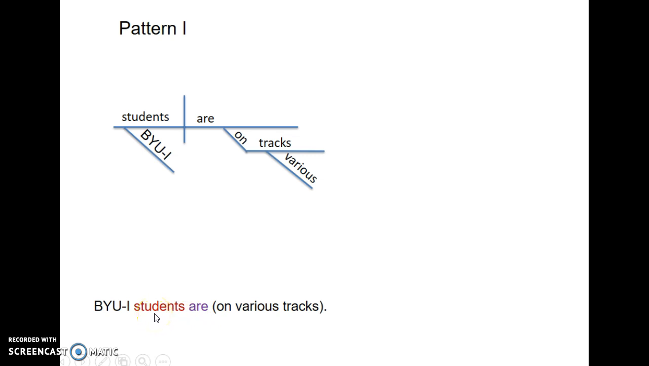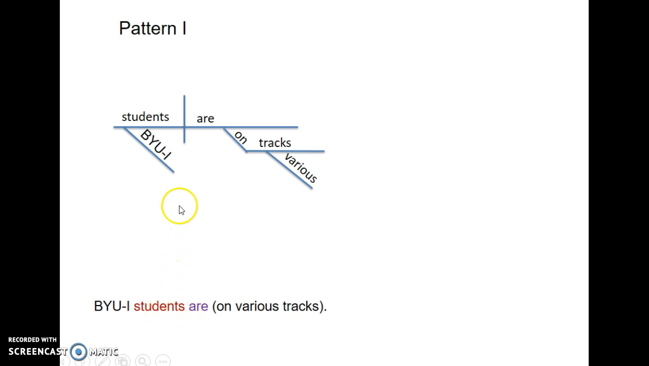Again, subjects are in red, verbs are in purple, and when we get to it, we'll see direct objects in green. And then prepositional phrases are in parentheses. So we have students are subject, verb, and that's a be verb. And then everything else is modifiers.